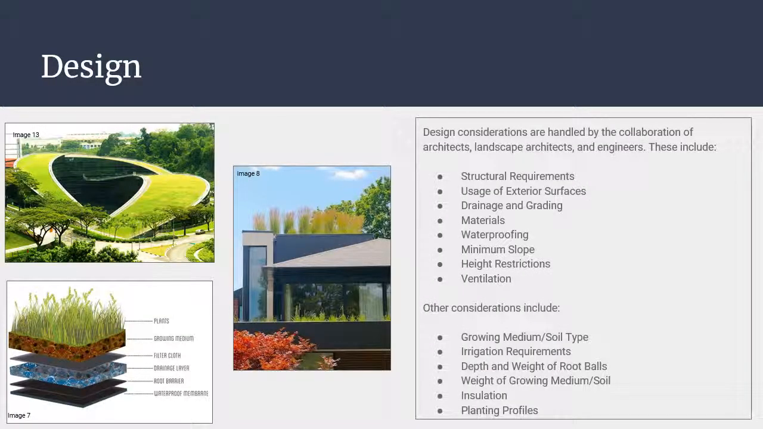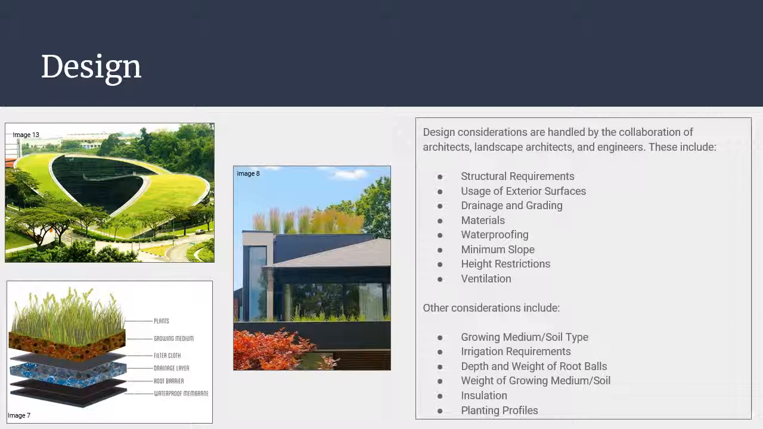Green roof design. Now that we know some of the benefits a green roof can provide, where do we start? First, a good design has to be created. So who's responsible for designing a green roof? Engineers, architects, and landscape architects are all involved in the design of a green roof system.